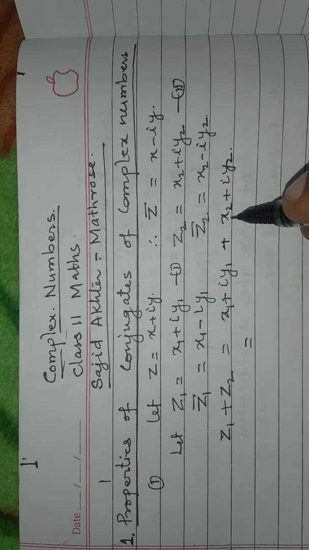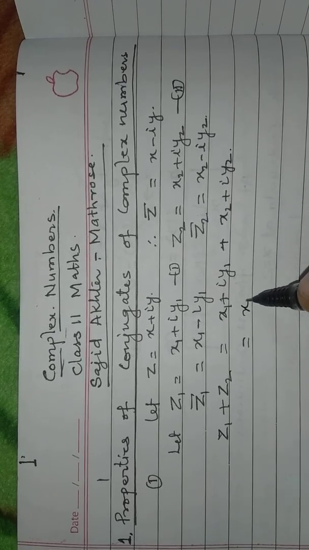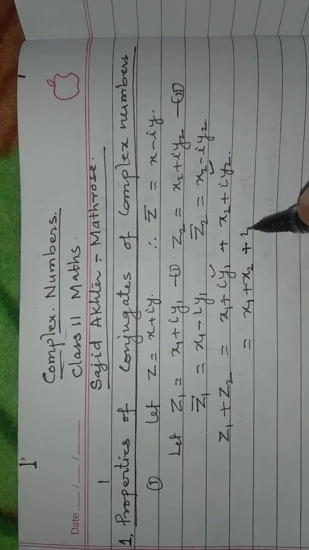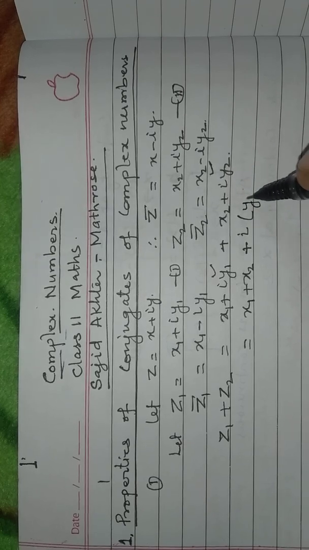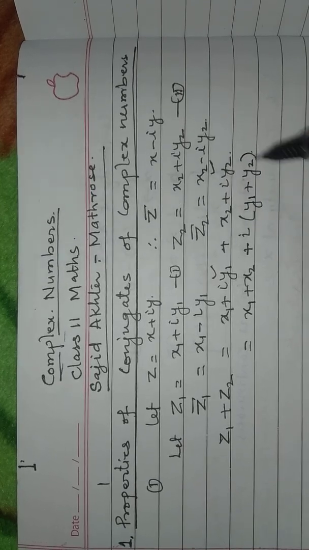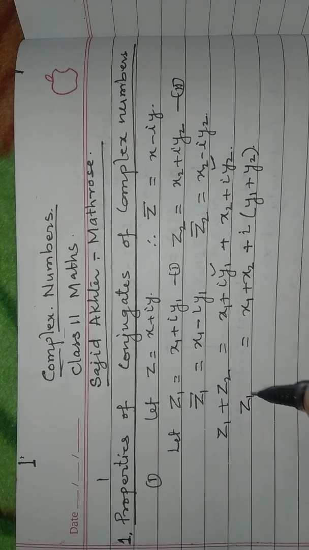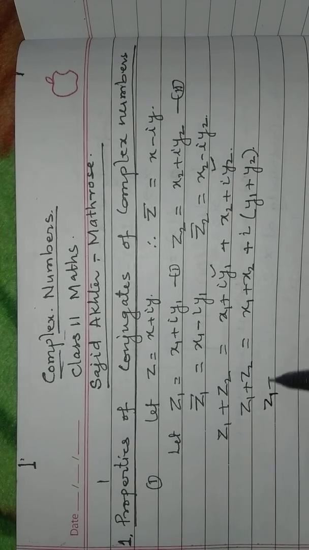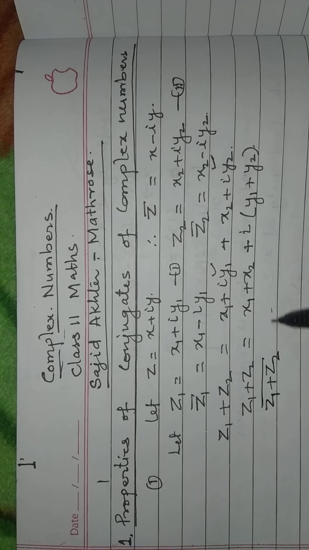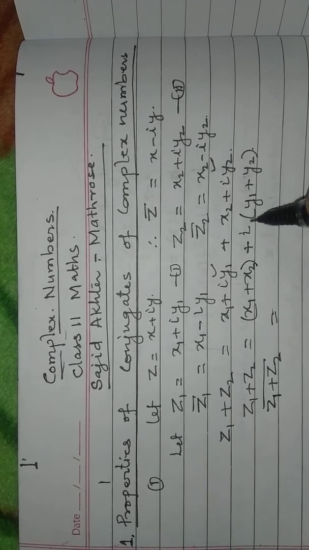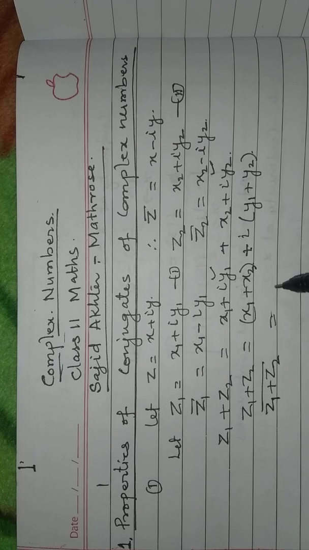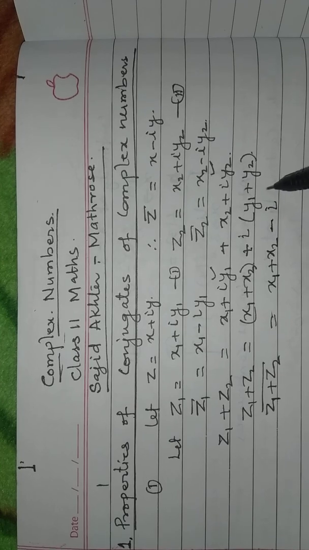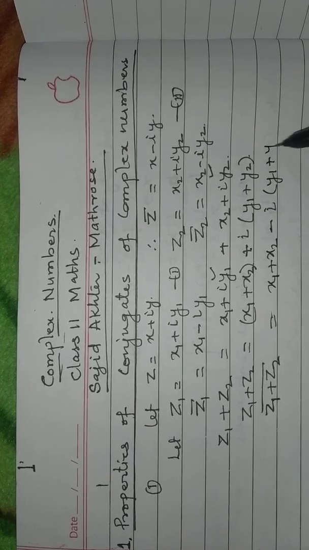Now we are keeping the real part together and the imaginary part together, taking iota as the common factor. Now z1 plus z2 is equal to this. So the conjugate of z1 plus z2 will be what? This is the real part and this is the imaginary part, so only this sign will change. So x1 plus x2 minus iota y1 plus y2.